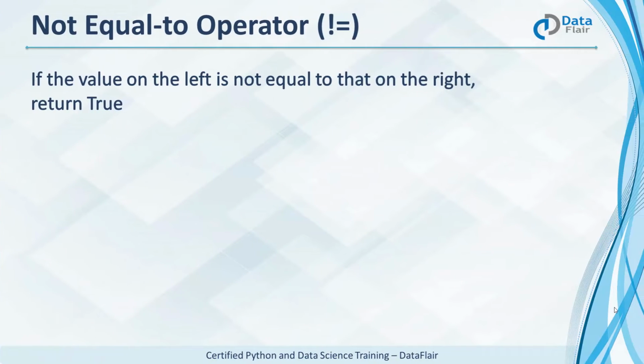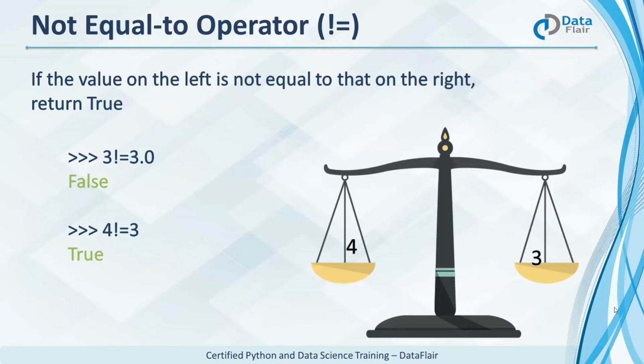Finally, the not equal to operator. This returns true if the first value is not equal to the second. Is 3 not equal to 3.0? No, it is not. Is 4 not equal to 3? Yes, they are unequal.